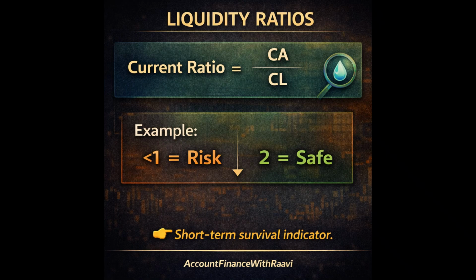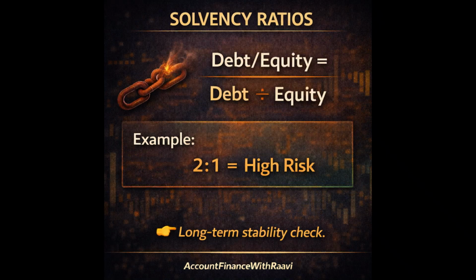So if a company's current ratio is less than 1, then definitely we can consider it as risky, and we always assume a current ratio of 2 is safe. What does a current ratio of 2 mean? If a company's current liabilities are 100 and its current assets are 200, then the current ratio of the company is 200 divided by 100, nothing but 2. So we need to know whether the company's current assets are sufficient to meet its current obligations. That is the reason we consider the liquidity ratio as the short-term survival indicator.